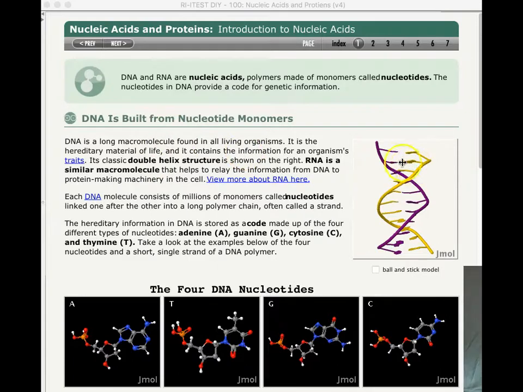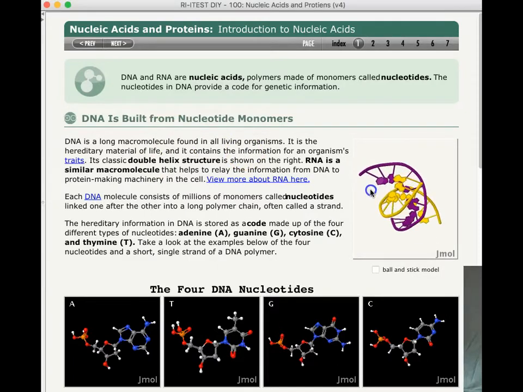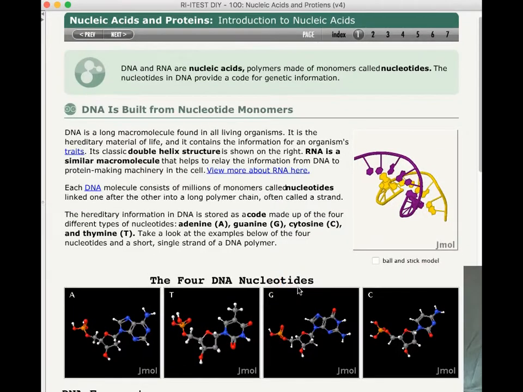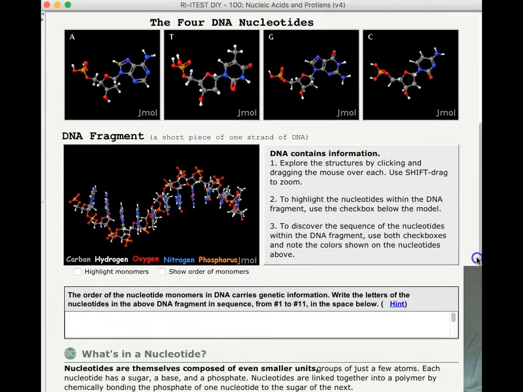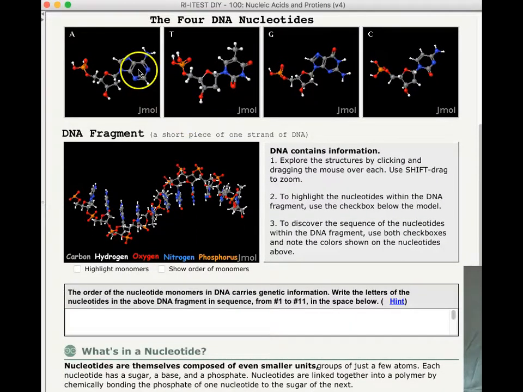We can take a look at DNA here and see some of the key concepts. You want to see the base here. This is what's different between all the nucleotides, and this is where the hydrogen bonds form to keep these two strands together. You see how there's a purple strand here and a yellow strand kind of wrapped around each other? They stick together with hydrogen bonds between these bases. And there are four different kinds of bases. We'll scroll down here a little bit so you can see the four DNA nucleotides that make up DNA. Those are those four colors you always see in DNA models.